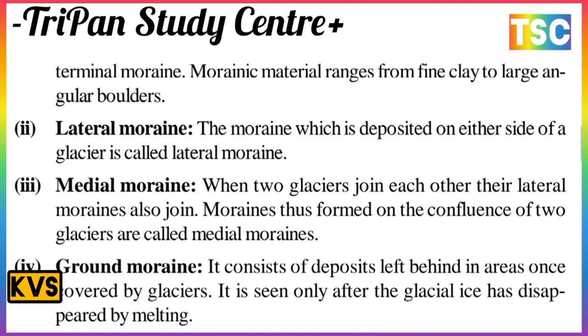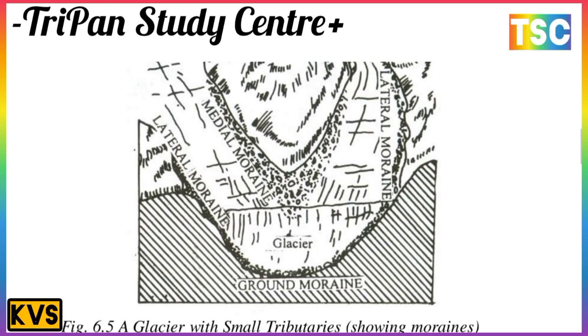Finally, the fourth is the ground moraine. Ground moraines consist of deposits left behind on the area once covered by the glacier. They are seen only after the glacier ice has disappeared by melting. This diagram shows a glacier with a small tributary below a snow-covered mountain, with the ground moraine, lateral moraines, and middle moraines present.